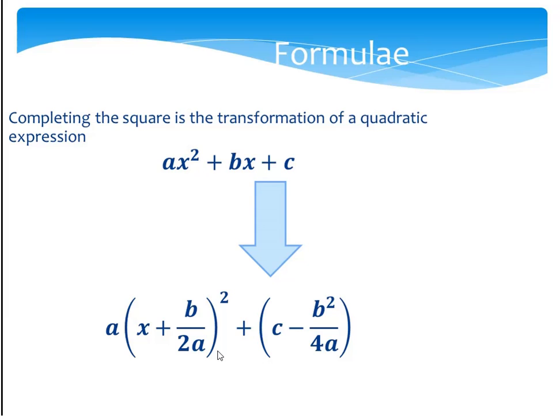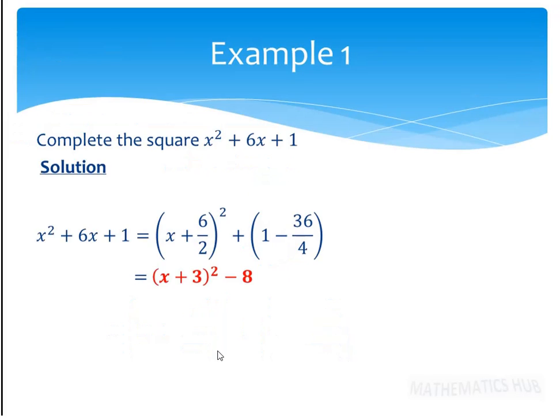So let's look at an example. In this example, we want to complete the square for x squared plus 6x plus 1. So take note, a is 1 because a represents the coefficient of x squared, and b represents the coefficient of x, and c is just a constant. So in this case, a is equal to 1, b is equal to 6, and c is equal to 1.